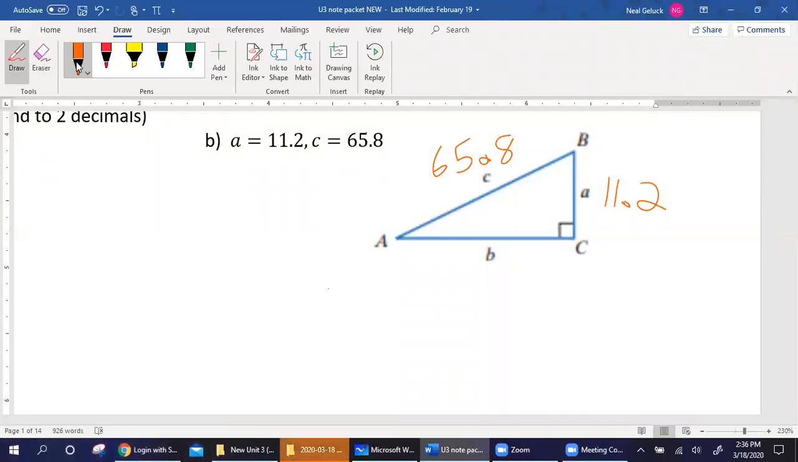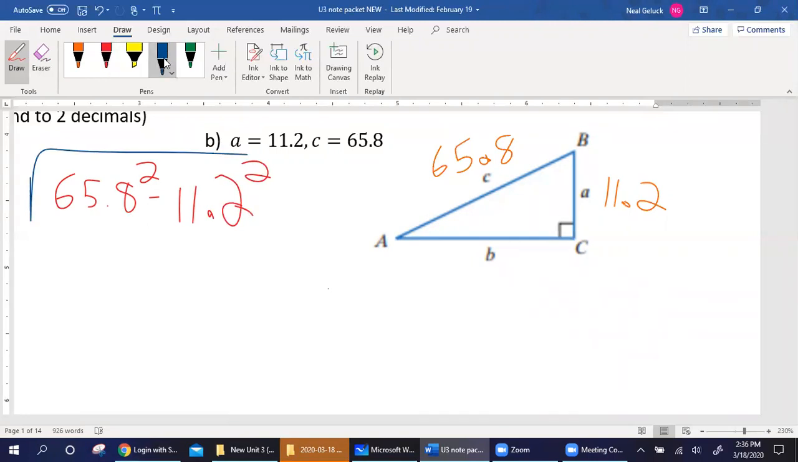Before I get to that inverse trig, though, what I'm going to do first is use the Pythagorean theorem, because I know those are good numbers. I can solve for my missing side. So if I use the Pythagorean theorem, it'll turn out to be 65.8 squared minus 11.2 squared. That'll give me b squared, and then I would have to square root that to have my side b. So if you do that, lowercase b is about 64.84.